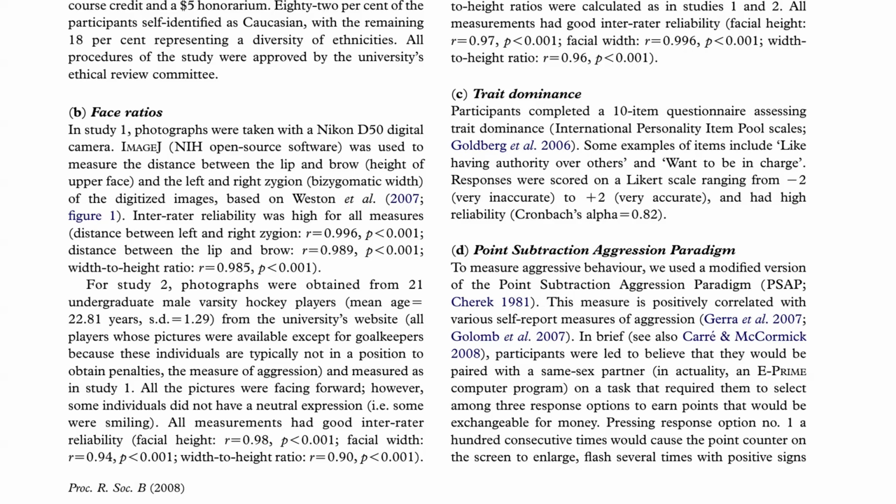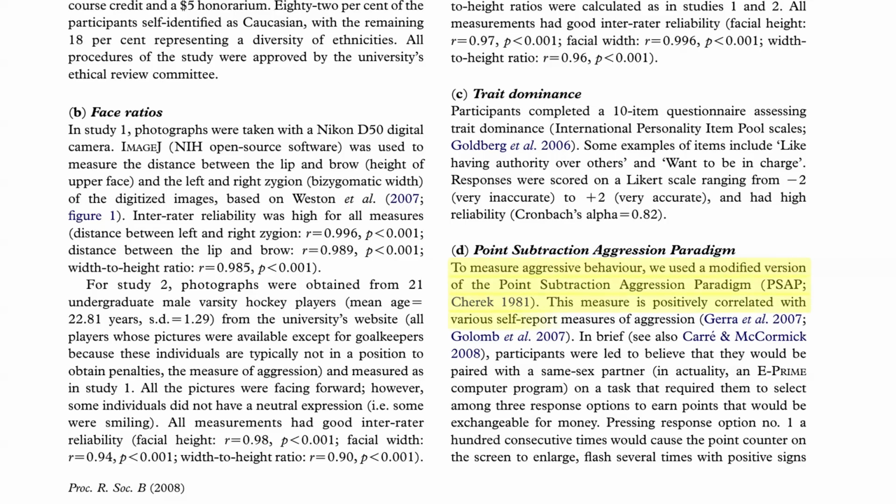The other measure that we're going to take a look at, another quantitative variable, was a measure of aggressive behavior. So what they did is they put these subjects into a situation where they could either act aggressively or they could act non-aggressively. And then they measured, well, how do they behave in this particular situation? So the measure that they used is called the point subtraction aggression paradigm. So I'm just going to read a little bit of it so you can see what we're dealing with.